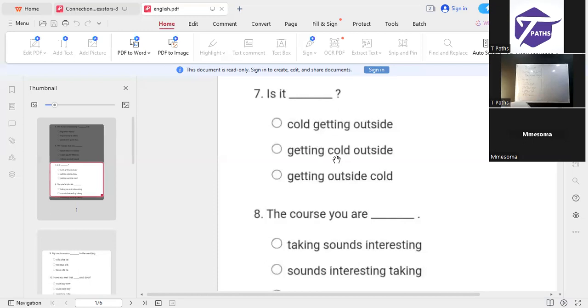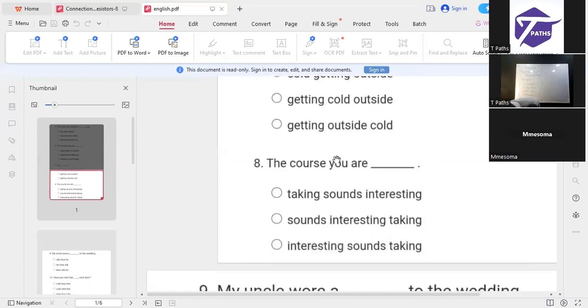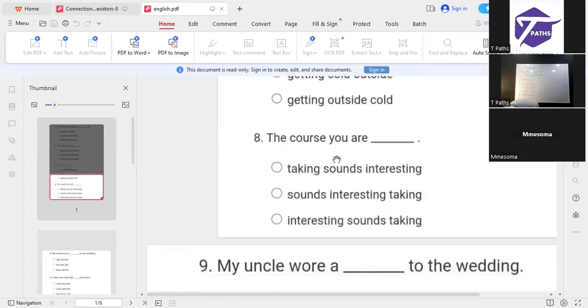Number 8, the course you are taking. A, sounds interesting; B, sound interesting. The answer is A, the course you are taking sounds interesting.